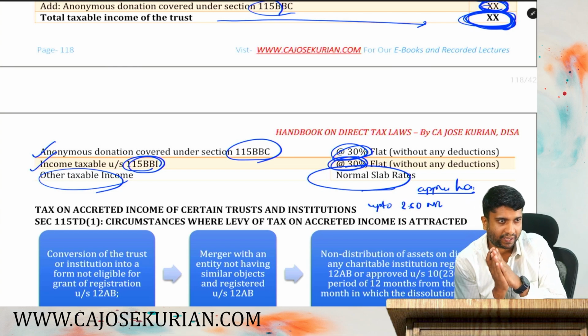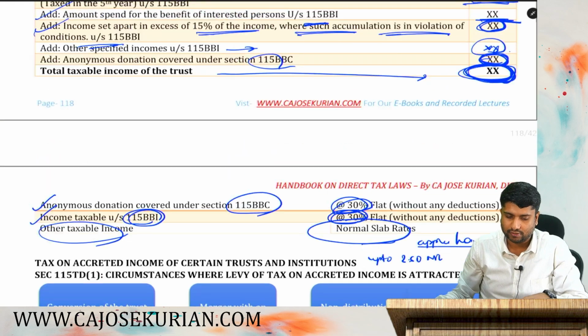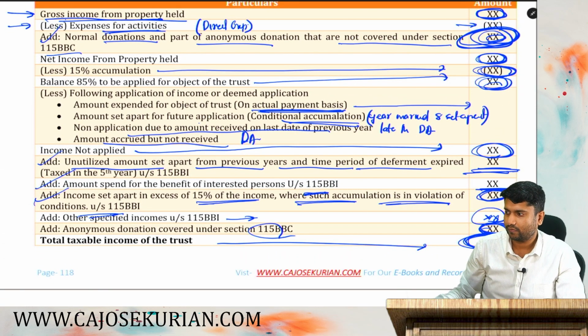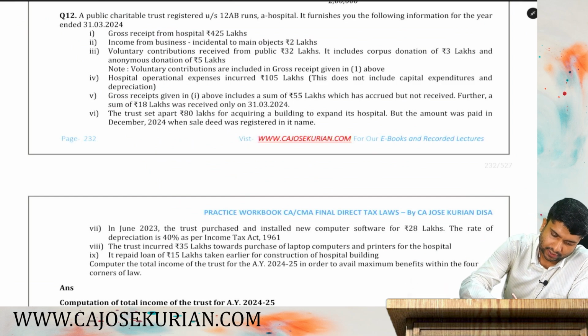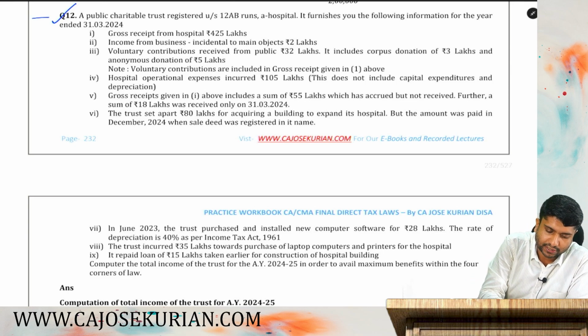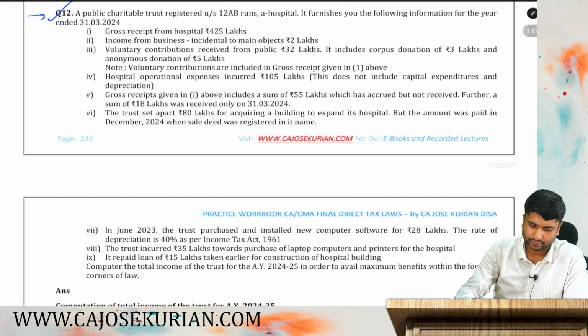Are you all with me? Is that point clear? Have a plain reading over this particular computational format. Just go through this format. So friends, now let's solve some questions in relation to the theory that we have learned in the morning. Take this question number 12, go through it, read the question and try to give me the answer. It's a fantastic question.